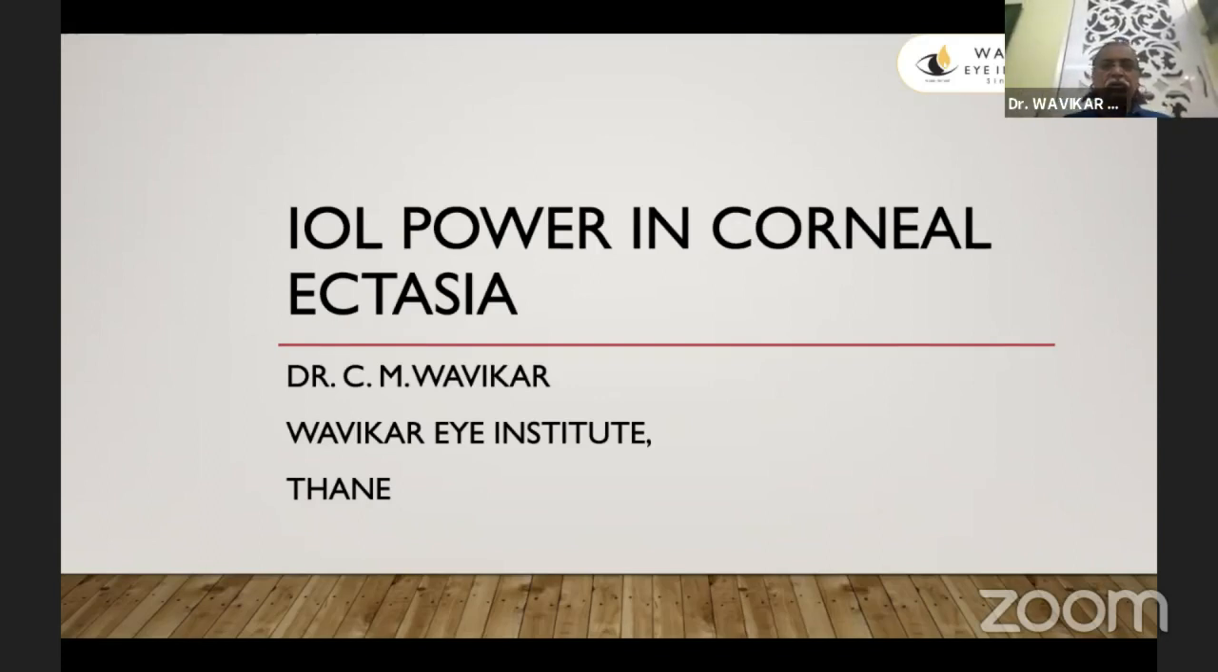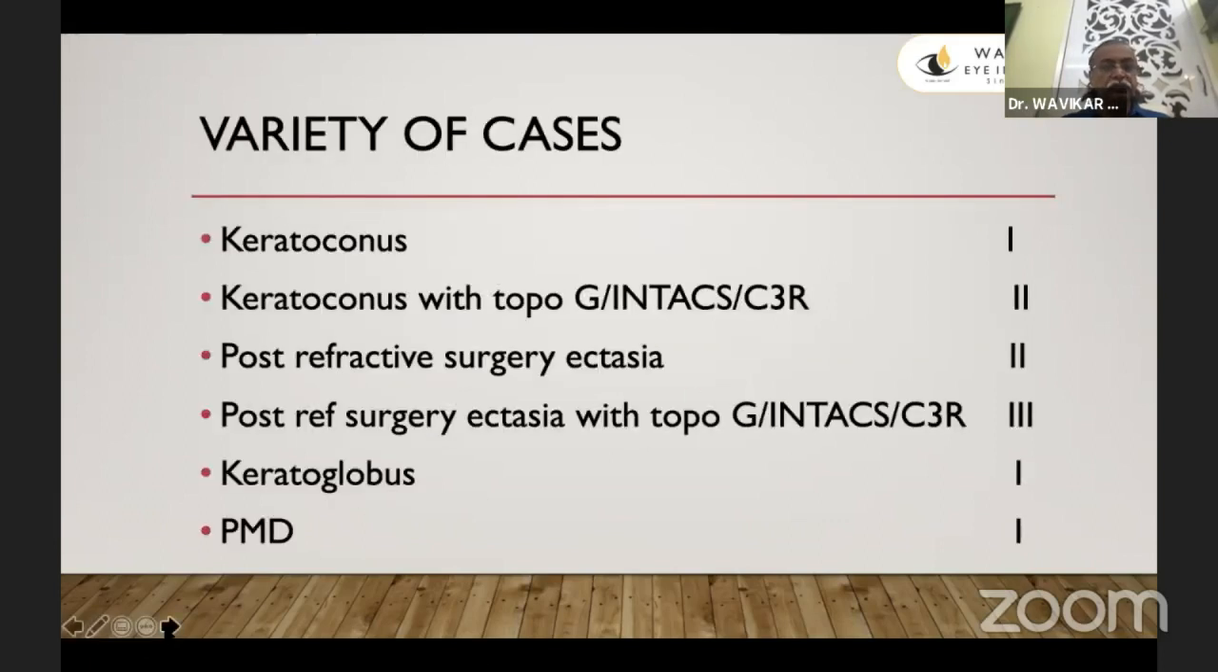I'm going to talk on IOL power calculation in corneal ectasia. No financial interest, of course. Now, if we see such cases, they can be broadly divided into five categories with the level of difficulty I have written on the right hand side.